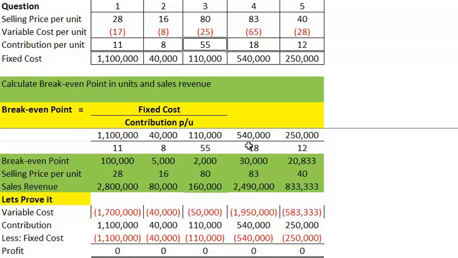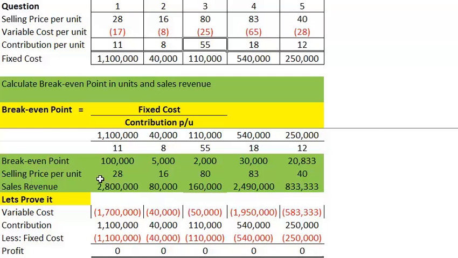In question 4, our fixed cost is 540,000. Our contribution per unit is 18 pound. We divide 540,000 by 18. In question 5, fixed cost is 250,000. We divide 250,000 by 12 pound per unit. You can see we have break-even point sales for each question. 100,000 is for question 1. Selling price per unit is 28 pound.